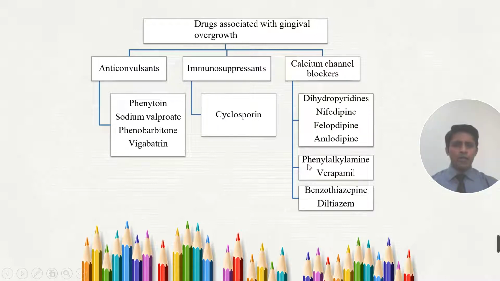Other drugs like phenylalkylamine, verapamil, benzodiazepine, and diltiazem. These are the drugs that cause gingival enlargement when administered for a long duration and if dental plaque is present.